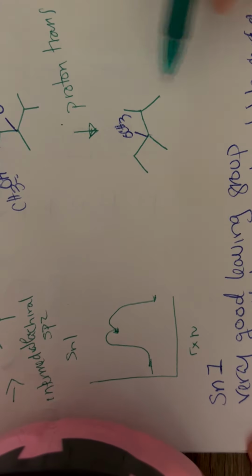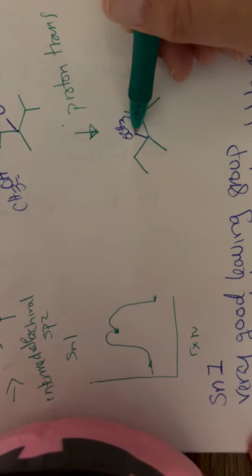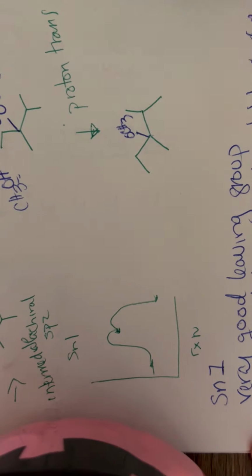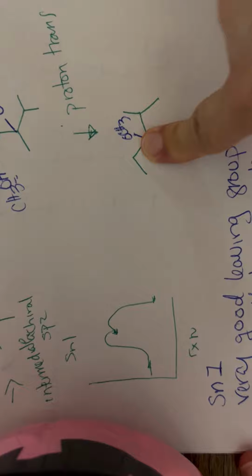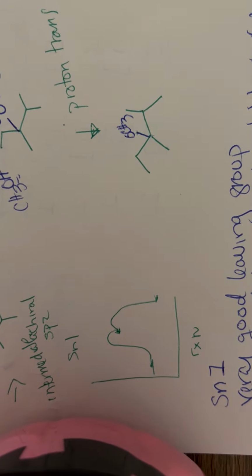And if you also notice, once I get to this point, I don't have a good leaving group. This will not do SN1. I would have to protonate it again to turn it into a good leaving group.